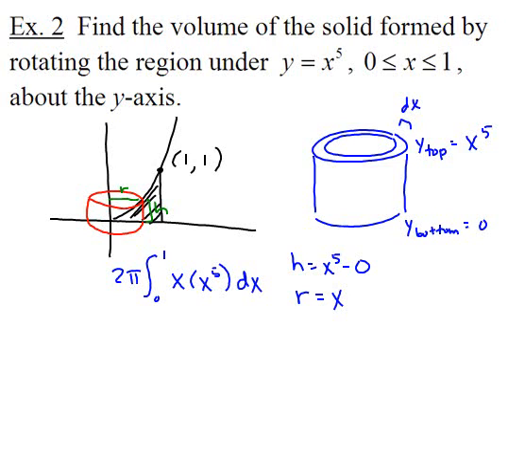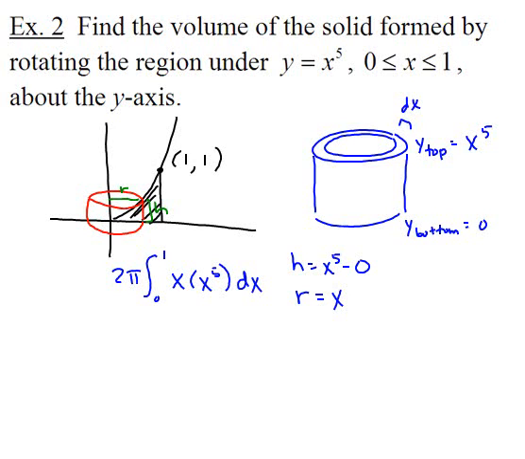In example 2, we'll find the volume of the solid formed by rotating the region under the graph of y equals x to the 5th for x between 0 and 1 and the y-axis. Again, since the cylinders wrap around the axis of rotation, our cylinders will stand up and the thickness runs horizontally to make this a dx.